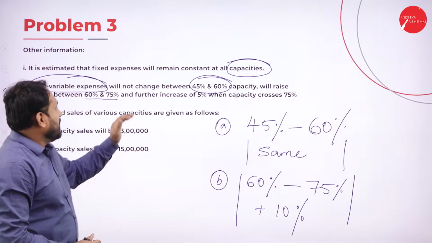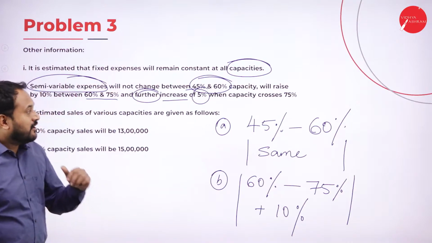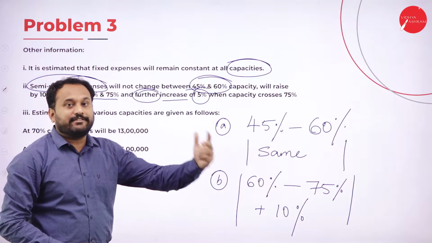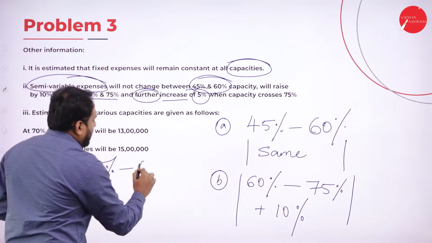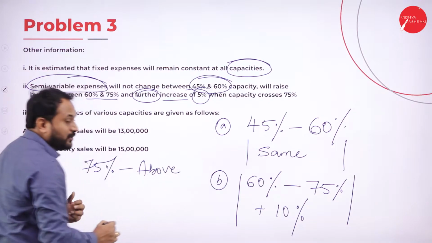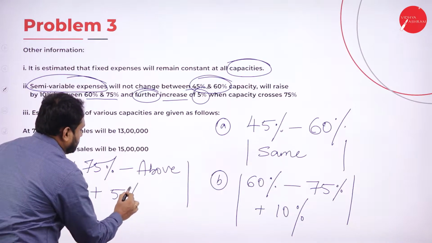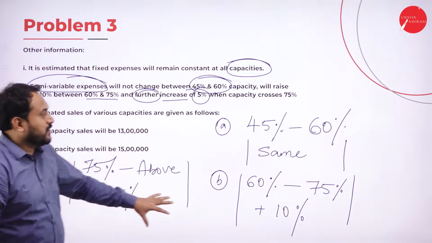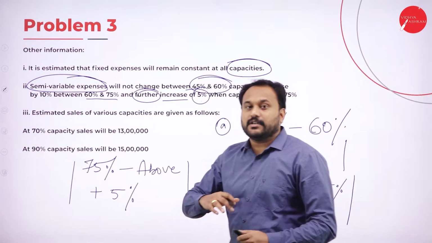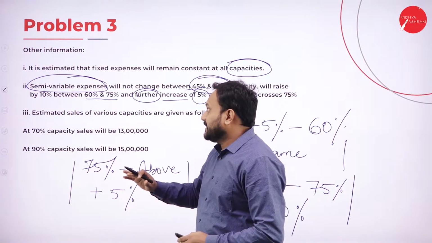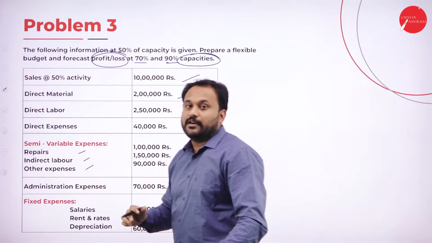And then lastly they say that it further increases by 5%. How much percent? 5% when capacity crosses 75%. That means here, at 75% and above, the slab says that it increases by 5%. This is what your working note will be. So let's go to the question, and quickly we will go with the tabulation as well. So the question is like this. We are supposed to prepare for 70% and 90%. So let's go with the working notes here.